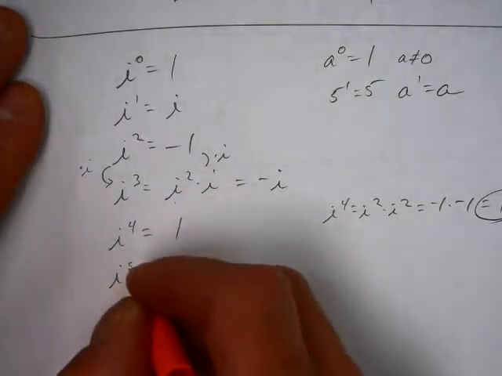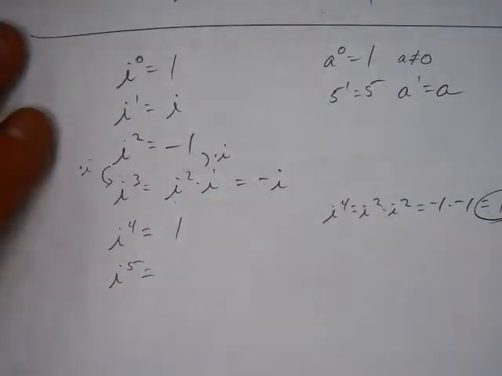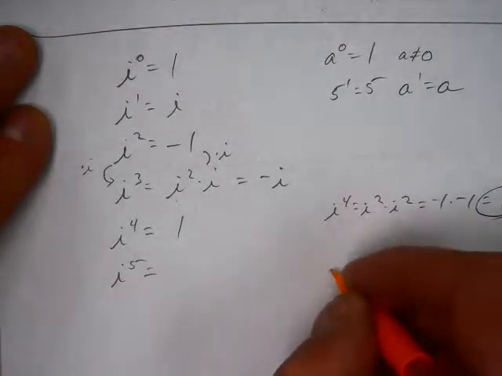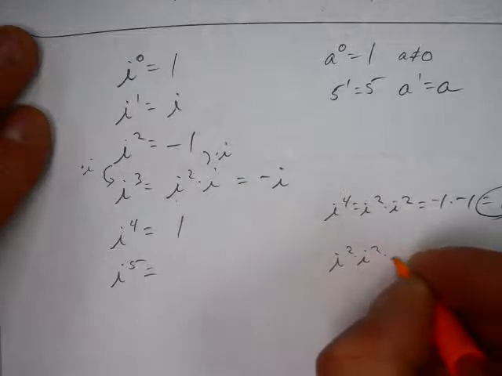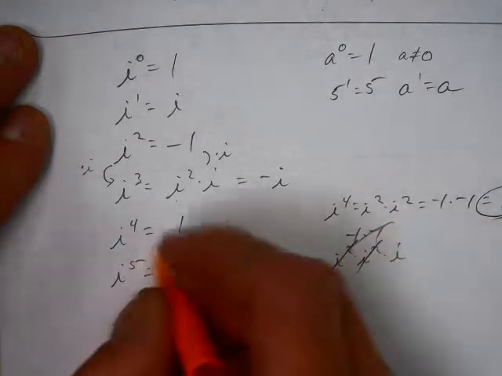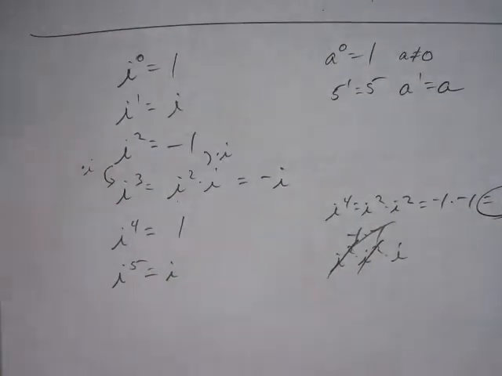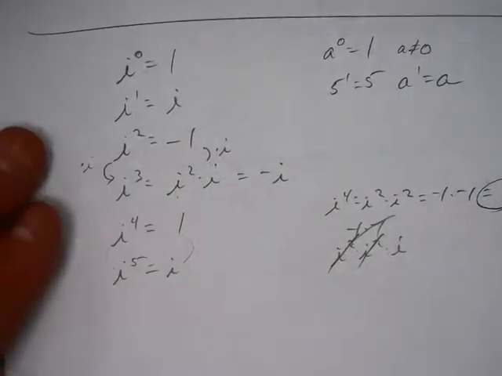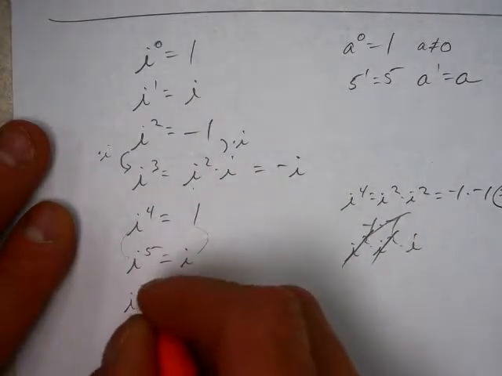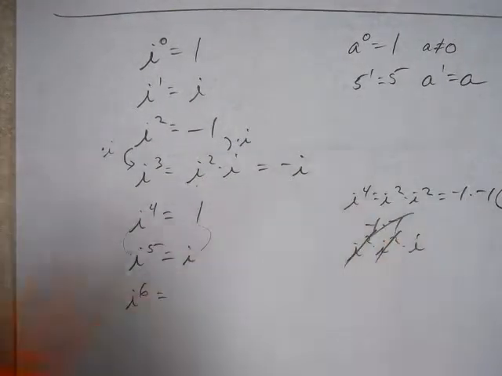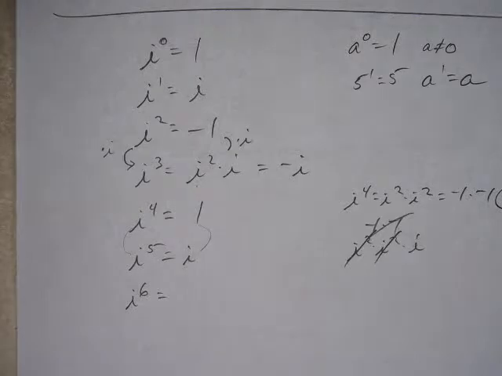i to the 5th. i squared times i squared times i. That's negative 1 times negative 1, which gives me 1, so it'd just be i. Another thing you can think about it, I can multiply this side by i to get i to the 5th, multiply that side by i to get i. What's i to the 6th? I've heard a couple things. I've heard negative 1, I've heard negative i.